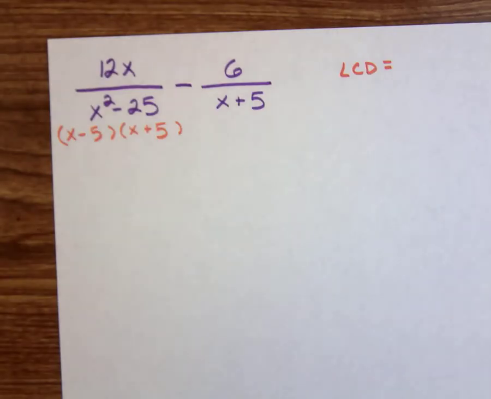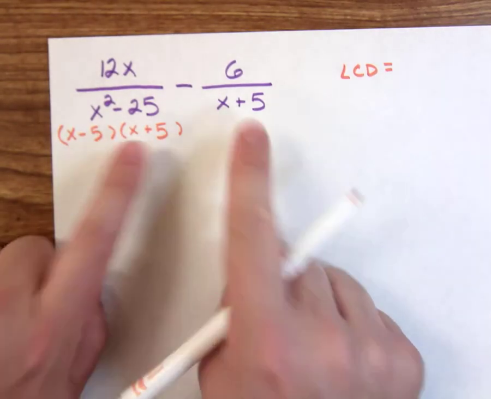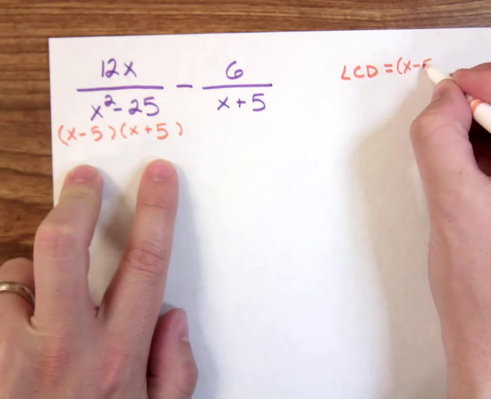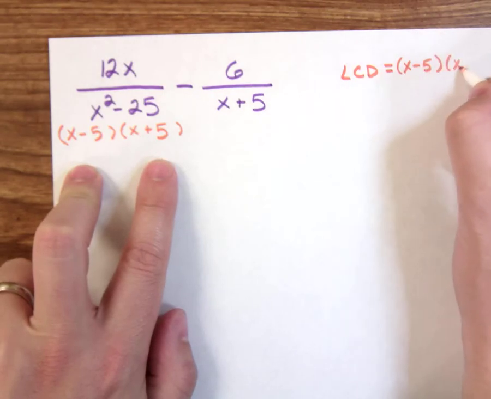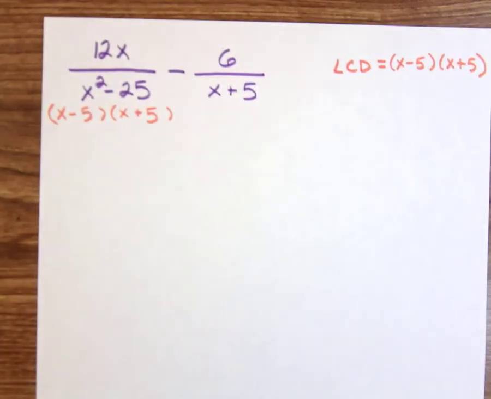So, what's the lowest common denominator? Our factors are x minus 5 and x plus 5. One of each. Neither one of them appears more than one time. So my lowest common denominator is x minus 5, x plus 5. So I got to rewrite these fractions, these rational expressions, so that they both have denominators of x minus 5, x plus 5.